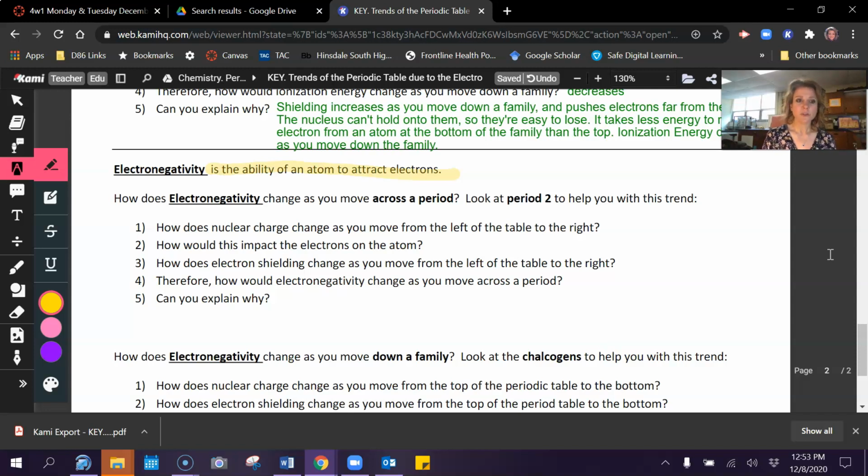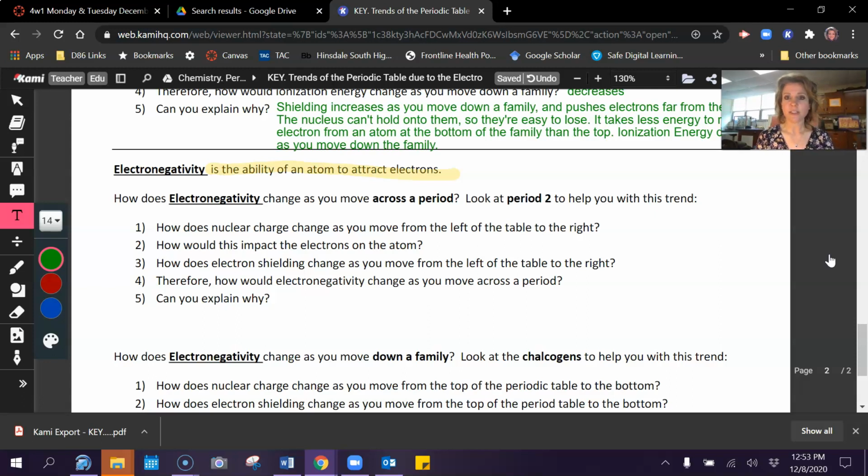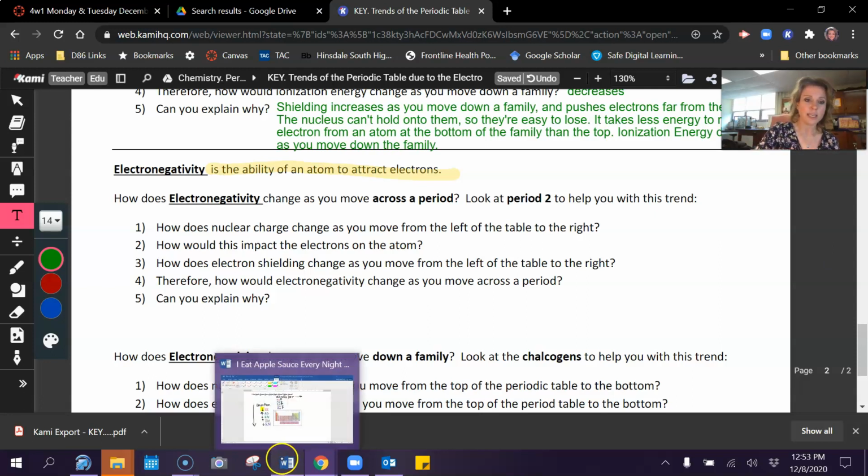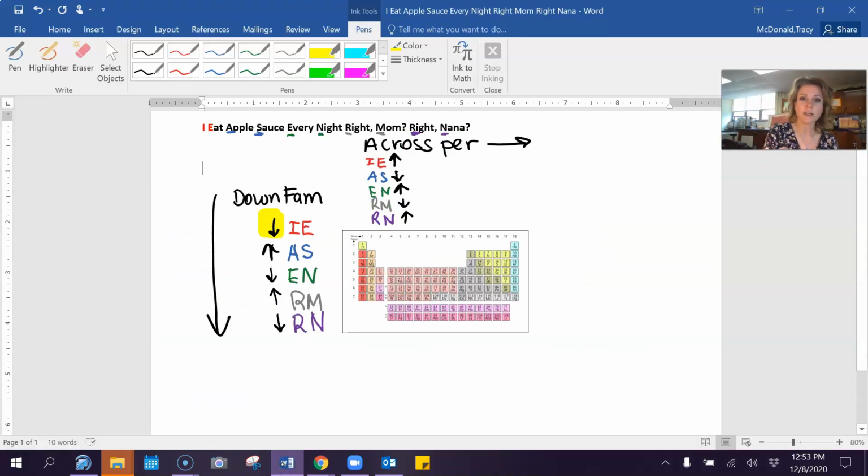All right, so let's first talk about electronegativity in periods. How does electronegativity change as you move across the period? Look at period 2 in order to help you with this trend. So before we do that, let's take a look at our chart that we drew. So we're looking at electronegativity across a period. So here it is in green, electronegativity, and it looks like it goes up as you go across a period.